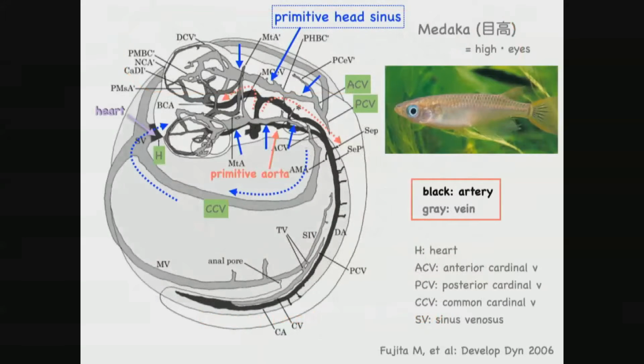This is the early embryologic stage of Medaka, the teleost, the small fish famous in Japan, and the black shows the arterial system, and the gray shows the venous system. The venous flow from the hemispheres goes back to the primitive head sinus, which is connected to the anterior cardinal vein. Anterior and posterior cardinal veins connect to form the common cardinal vein and go back to the heart. This primitive structure holds not only for fish but for humans as well in early embryogenesis.